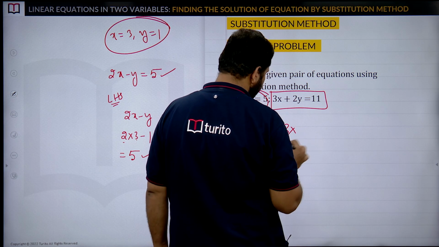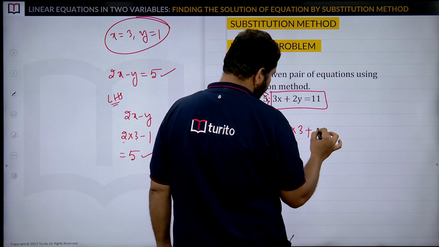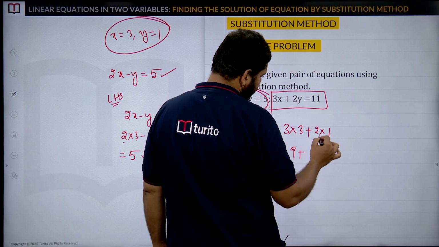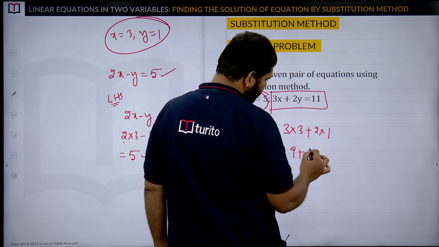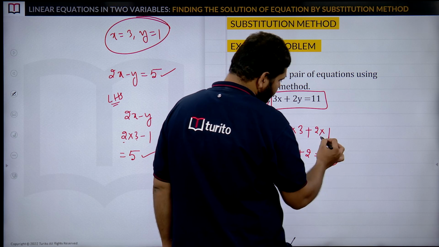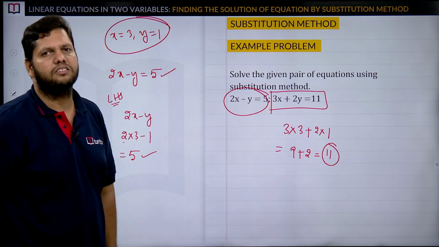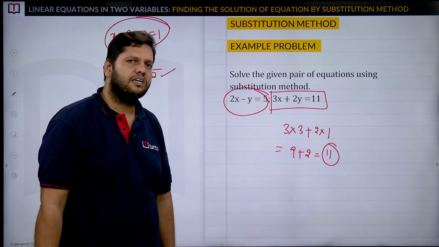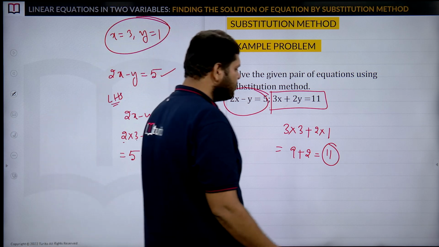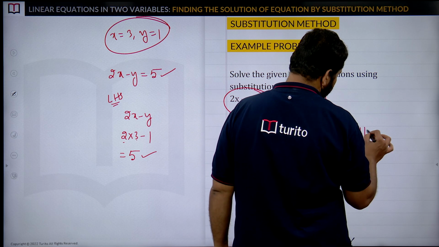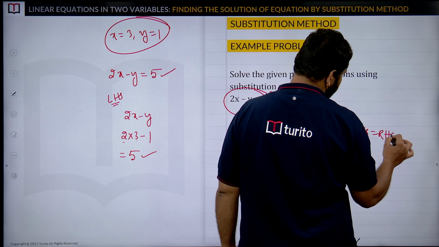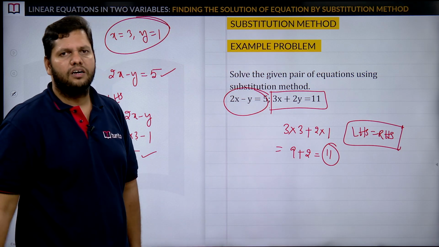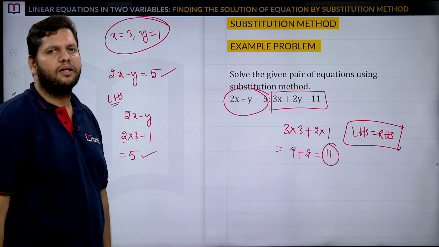This is 3 into x, which is 3, and this is 2 into y, which is 1. So 3 threes are 9 and 2 ones are 2. So 9 plus 2, what is the answer, children? 11 is the answer. Again the same: the LHS value is equal to the RHS value. Clear, children, at this point, or any doubts?